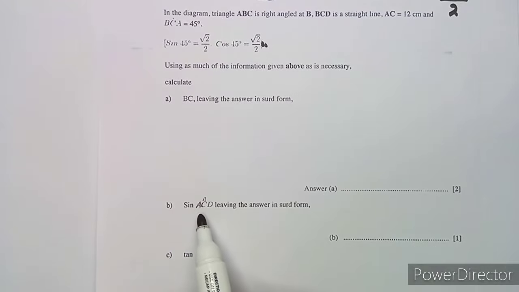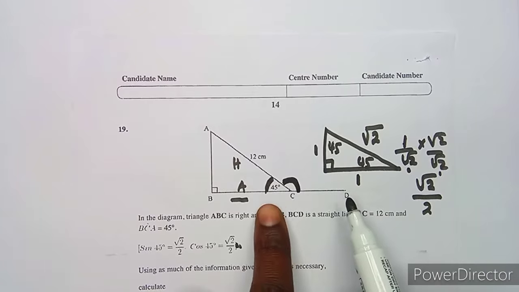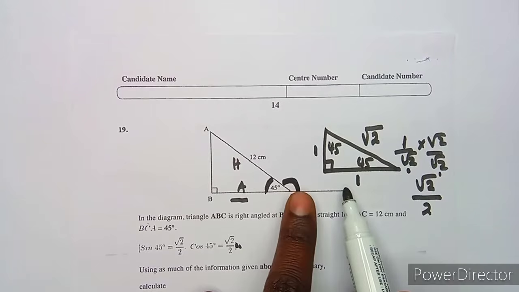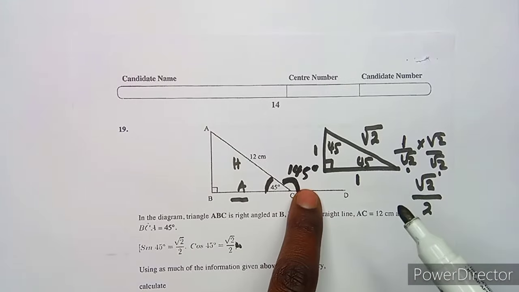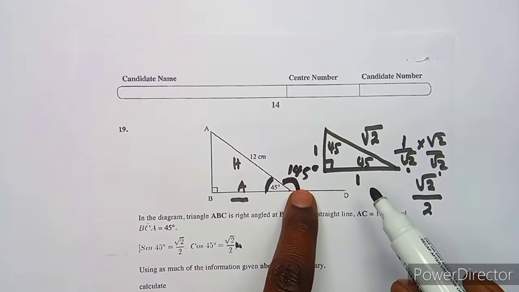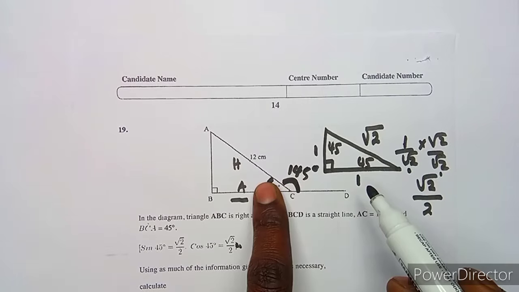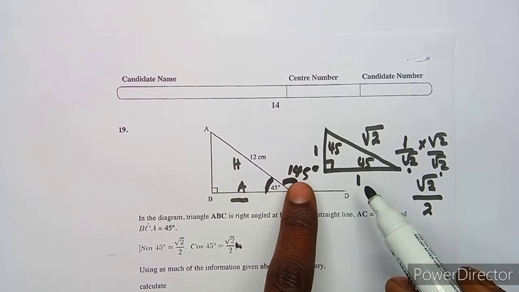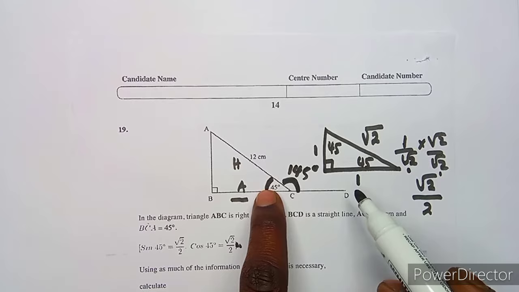Okay, so you've got this BC, then now they want you to calculate sine ACD, leaving your answer in surd form again. This is sine ACD. Take note, guys, this is sine 45, and this other angle, whether we know it or not, is actually going to give us 135. But whether we know this angle or not, this is an obtuse angle to this acute angle. And remember, guys, what I told you about the obtuse and the acute angle: for sine they have the same values. So sine of ACD and sine 45 are equal.